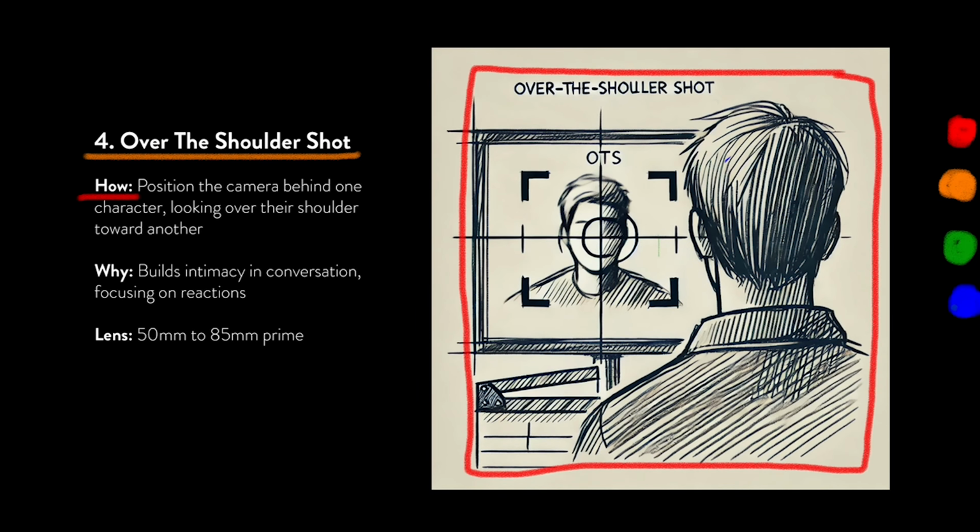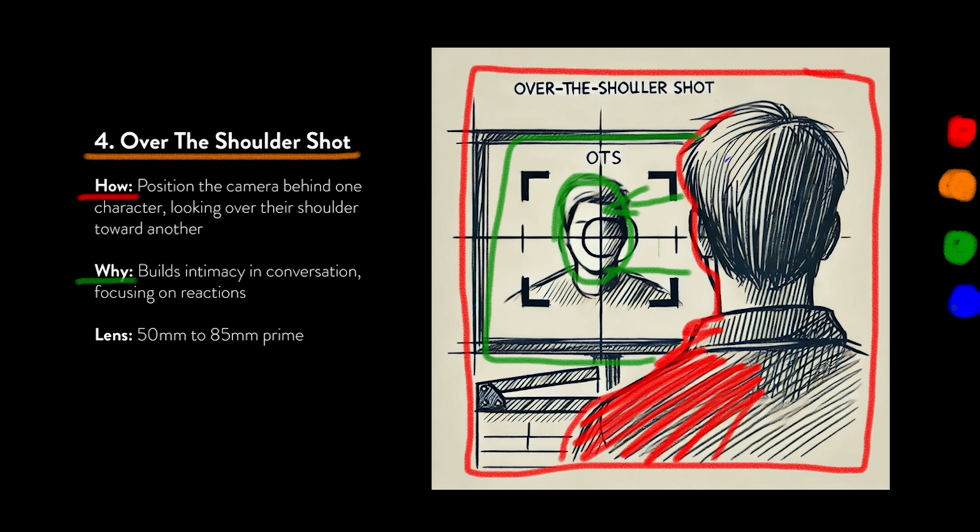Number 4, over the shoulder shot. Position the camera behind the character, leaving part of their shoulder in the shot. This builds intimacy within the conversation and focuses on the reactions of the actors. The best lenses are the 50 to the 85mm.